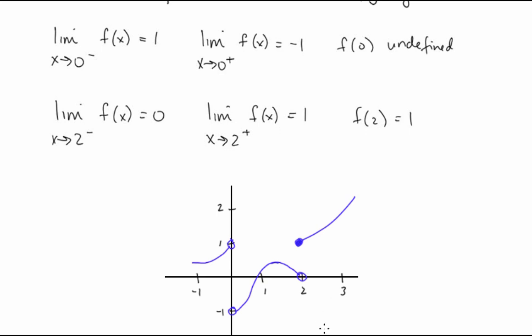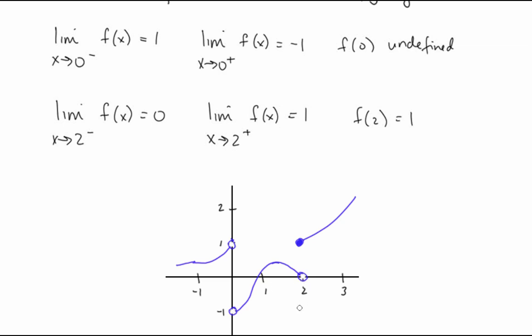Let's just check again to make sure we have a function that satisfies everything we're asked for. The limit as x goes to 0 from the left of f of x is equal to 1. As x goes to 0 from the left, the function values approach 1. We've got that. As x goes to 0 from the right, the function values approach negative 1. We've got that. f of 0 is undefined. We have that. We could make that a little more obvious by making these circles look more open.